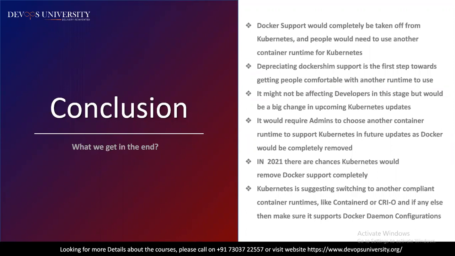So this is what we get. Before starting the session, there was an idea that Kubernetes removes Docker. The answer is no, not till now. But yes, they have taken the first step towards it, and they have deprecated the Dockershim for now. But soon in upcoming updates, in version 1.22 or maybe version 1.23, they would be removing it. So we must be ready for that.